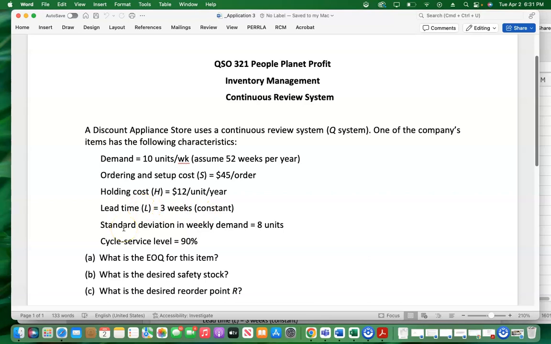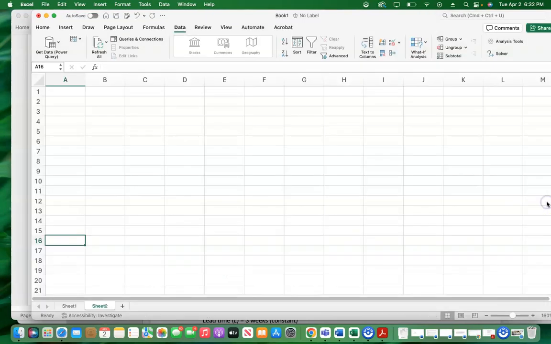Then we are also given the standard deviation in weekly demand, which is 8 units. And also we are given the cycle service level, which is 90%. And then we're given a number of questions here. So what we can do first is to put this information in a model. So let's open Excel and create the model.